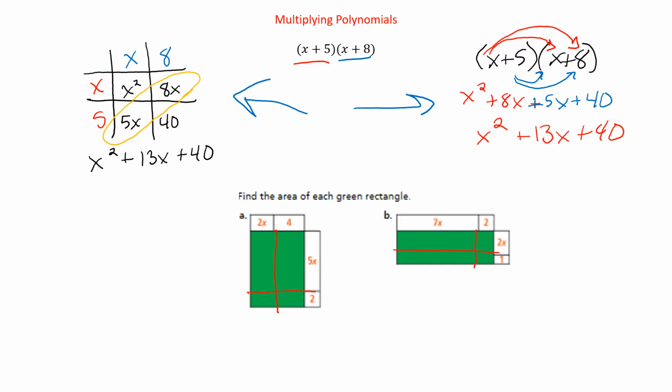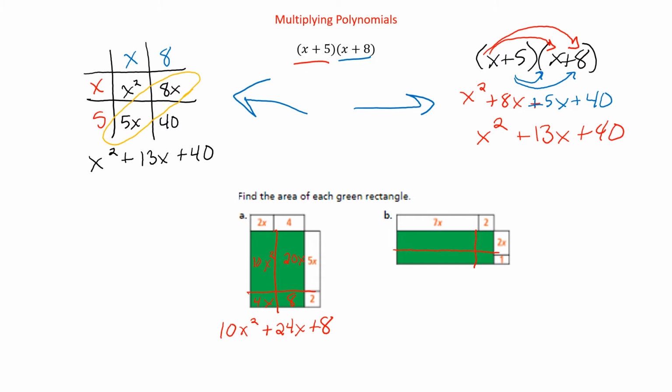So when we're finding each of these, we can multiply. So 2x times 5x, 2 times 5 is 10, x squared. And then 4 times 5x, 4 times 5 is 20x. 2x times 2 is 4x, and then 4 times 2 is 8. So we have 10x squared, 20x and 4x is plus 24x plus 8. That's the area.